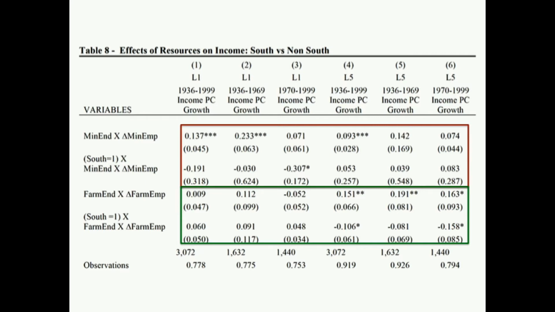And the answer is that it looks like these effects are sort of offsetting, or maybe not fully offsetting, but at least partially offsetting in the South. Which means that you see an increase in farm employment, you actually don't see much effect on income, whereas you do see a positive effect on income in the non-South.